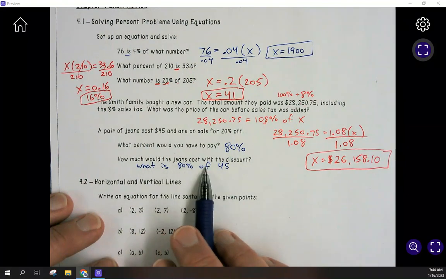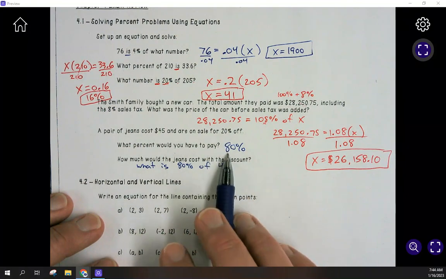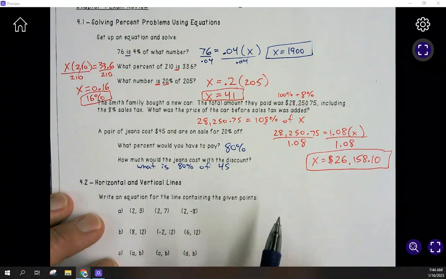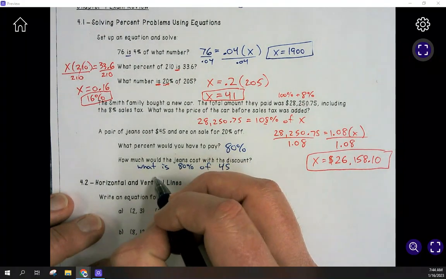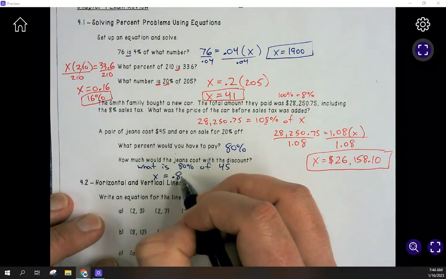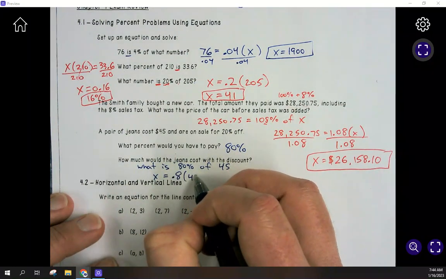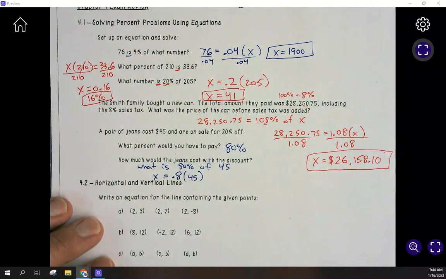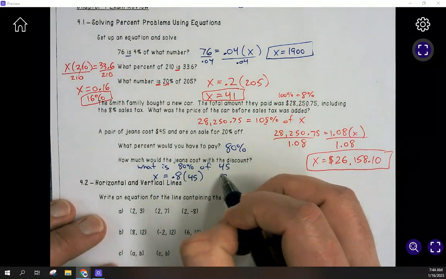But we can go straight to the answer by saying, okay, if 20% off, we're paying 80%. So what is 80% of 45? So what is x is equals 80%, 0.8, of is times 45. And we're going to get $36.